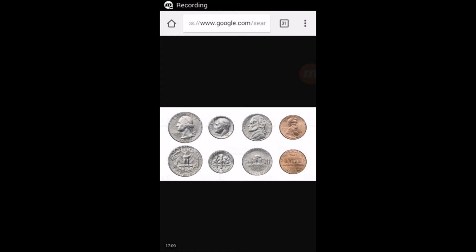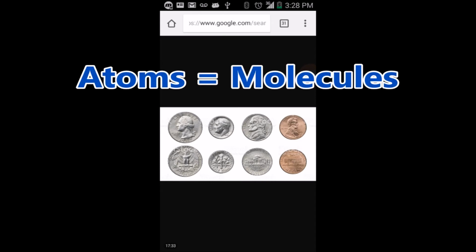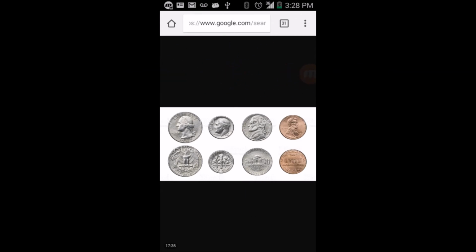So if you guys know about science, you know about atoms. Atoms are extremely tiny, man. You can only see atoms under a microscope. Everything is made of atoms in this universe. Atoms form molecules. But there would be no molecules if it wasn't from atoms.